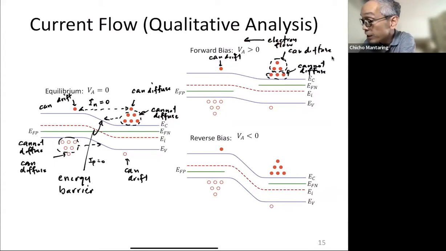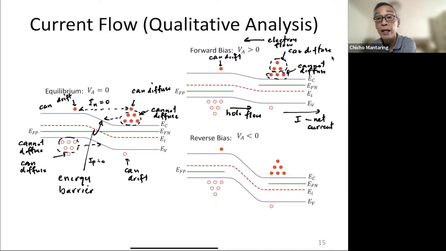On the other hand, ganun din yung situation dito, no? You're going to have net hole flow. And therefore, you're going to have a net current this way. There's a net current from the P side to the N side. And that current is because your diffusion current is going to be bigger than your drift current.